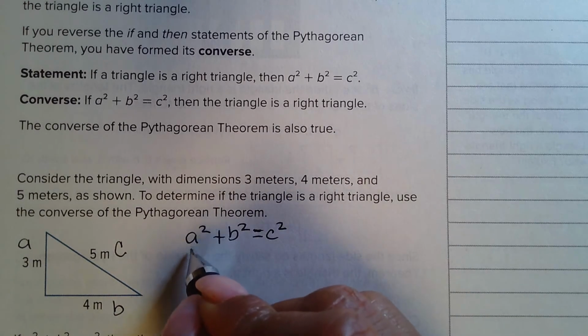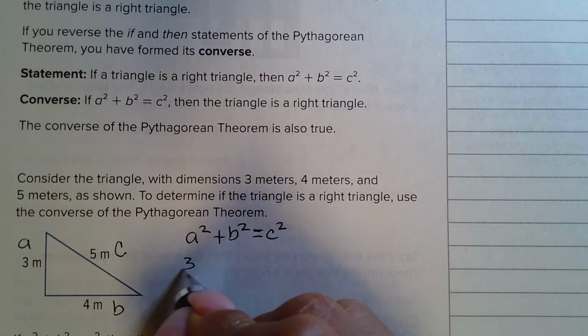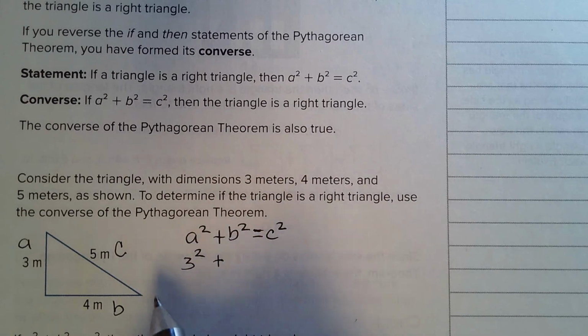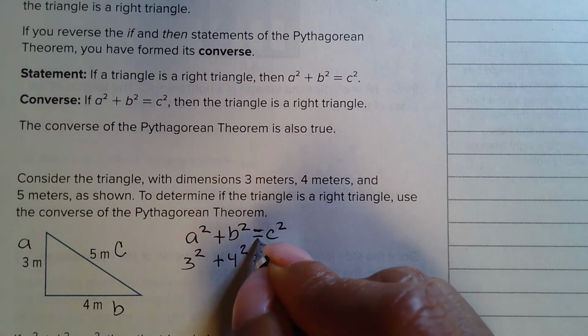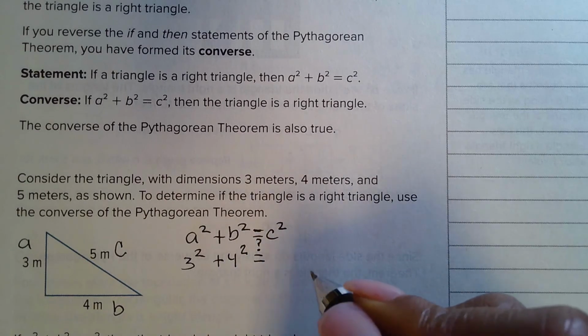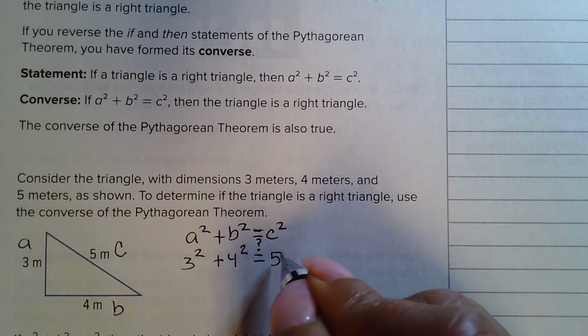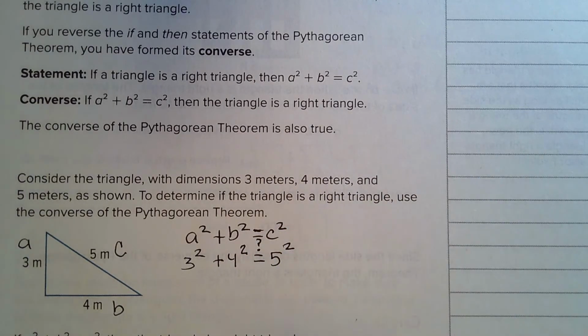So my substitution goes, A is 3, so I have 3 squared. B is 4, so I have 4 squared. And we are testing that out to see if it's going to equal C squared, which will be replaced with 5 squared. Again, make sure you pay attention to the fact that I put my question mark over my equal sign because I don't necessarily know if the left side is going to equal the right side yet. So that's where my question mark comes in.